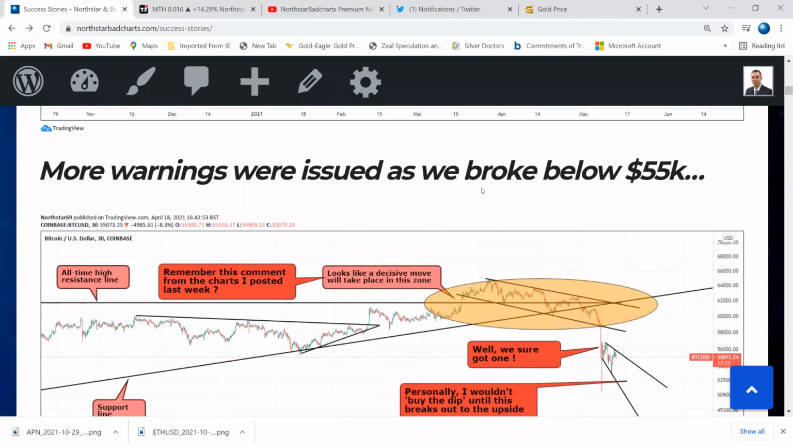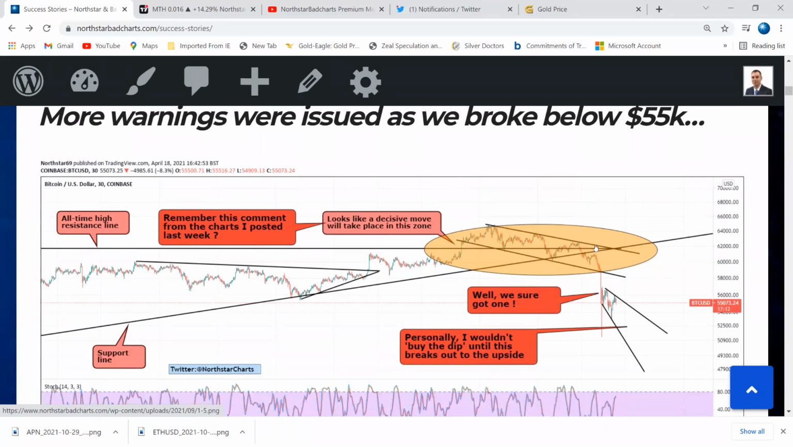More warnings were issued when we broke below 55,000. So you can see here, we broke out above this line, we made new highs, then we came back down to test the line and broke below it. So we were issuing warnings all the while here and letting people know that things weren't looking good.